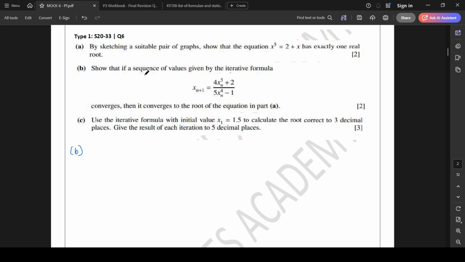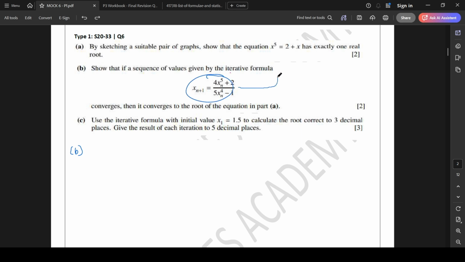So in my B part, I'm supposed to show that if a sequence of values given by the iterative formula converges, then it converges to the root of this equation. Basically, if I can convert this equation and make it in the form of this equation, and if the value of x using this iterative formula converges, I can prove that that root is for this equation only, because I have rearranged this equation into this form. It's one and the same equation. So for that, either you can go from this step to this step, or maybe from this step to this step. Whichever is comfortable to you, you can do that.